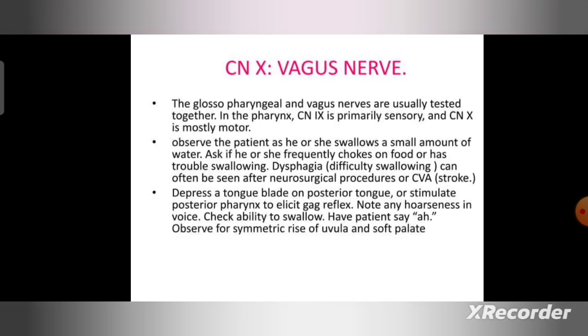Next cranial nerve is the 10th, which is the vagus nerve. So the glossopharyngeal and the vagus nerves are usually tested together. In the pharynx, cranial nerve 9th is primarily sensory and cranial nerve 10th is mostly motor.